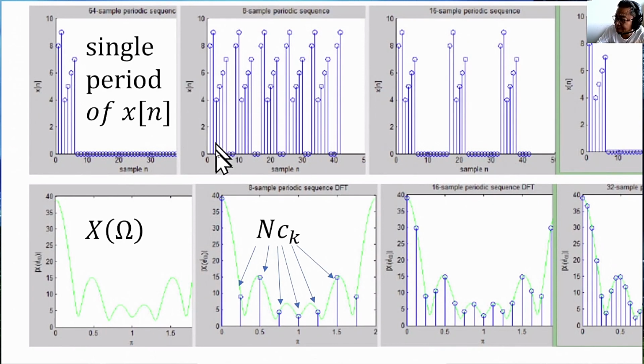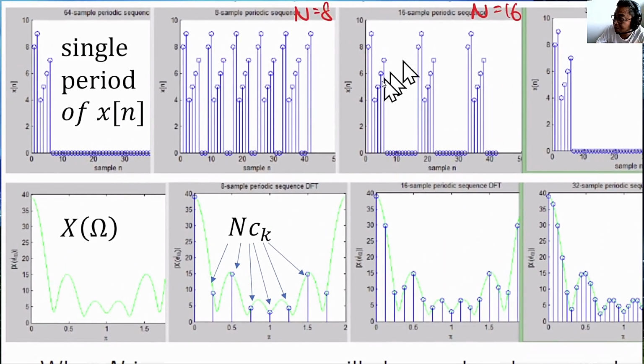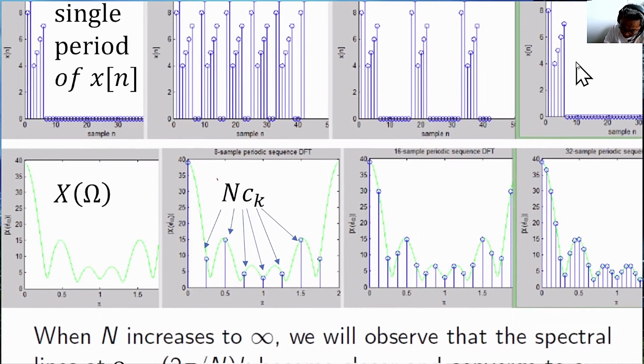Now, of course, I take this and make it periodic, and there are different periods here. It repeats after every 10 samples. Here it repeats after every 8 samples. Here it repeats after every 16 samples, and the last one repeats after every 32 samples. And because this is periodic, then N is different. So N here is 8, N here is 16, and N here is 32. What we actually do is compute the DTFS coefficients of these.